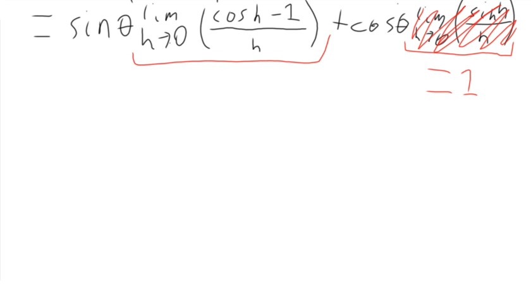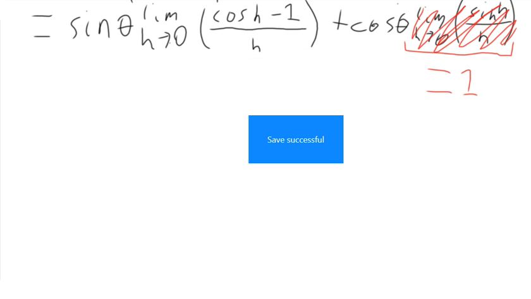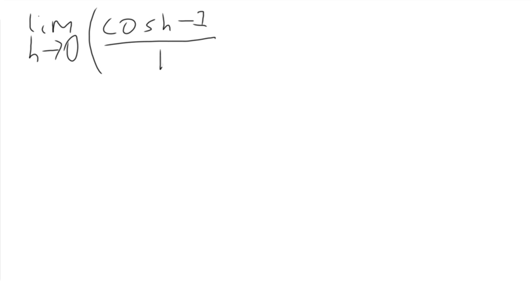Now we have to figure out this limit. This is the harder one. So what I'm going to do is save this, and I'm going to make a new screen so we don't get too confused here. And we're just going to try to figure out this limit right here, and then we'll go back and apply it. So we're trying to figure out the limit as h goes to 0 of cosine h minus 1 over h.